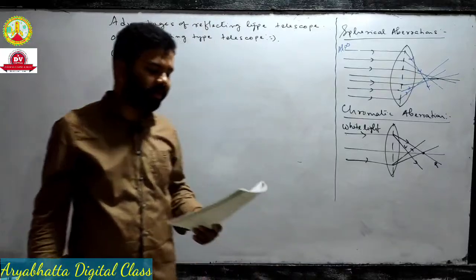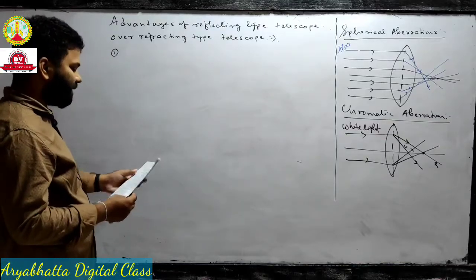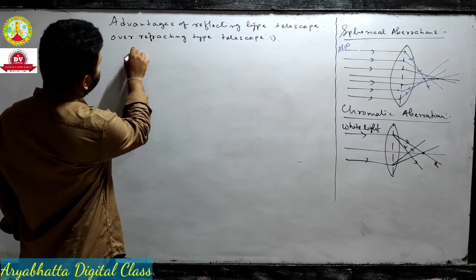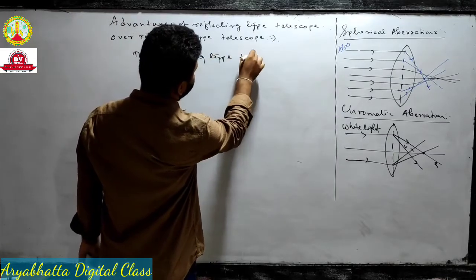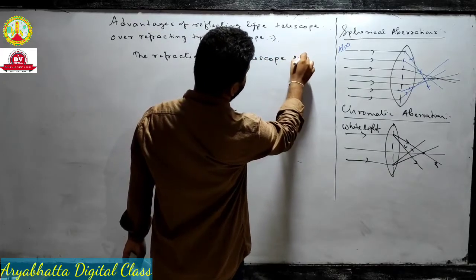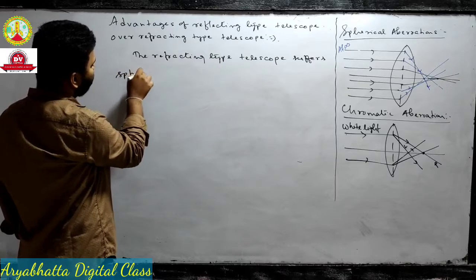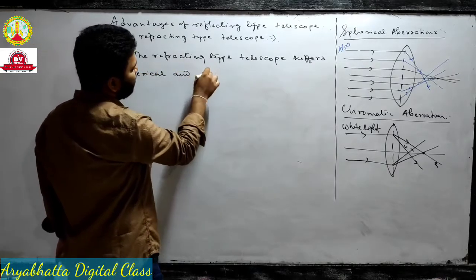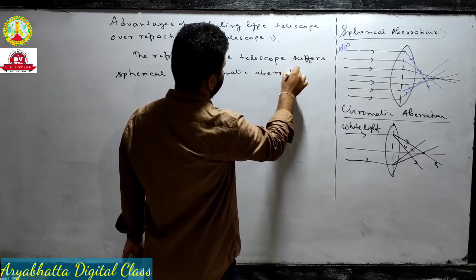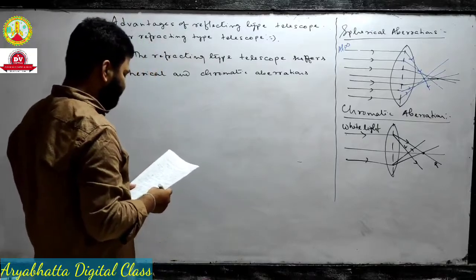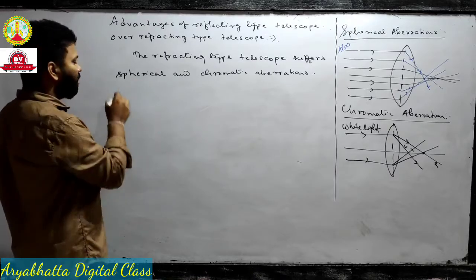So what are the advantages of reflecting type telescope over refracting type telescope? I will write a few lines, you also try to write. The refracting type telescope suffers spherical and chromatic aberrations. And what is the result of this problem? The final image will not be distinct, it will be colored and blurred.